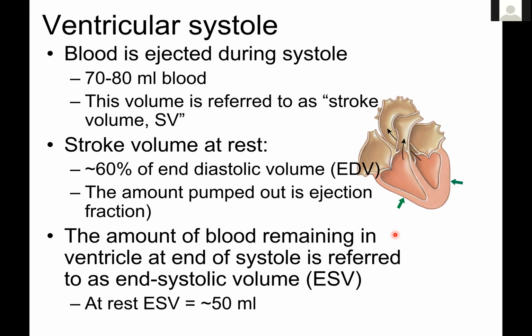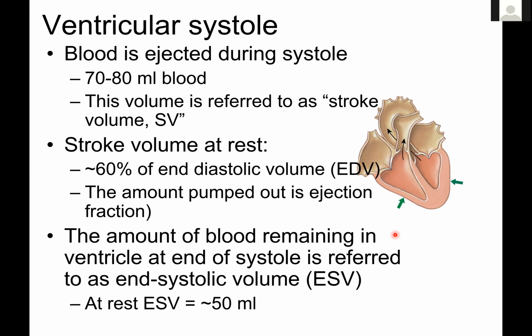Now this can change with contractility. Contractility is not speed, it's how hard the heart is beating. The vigorousness of the contraction of the ventricles is really what that means. There are a lot of things that can change contractility. One of them is hypercalcemia, so too much plasma calcium.